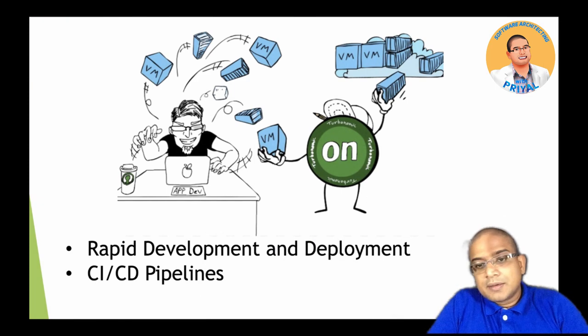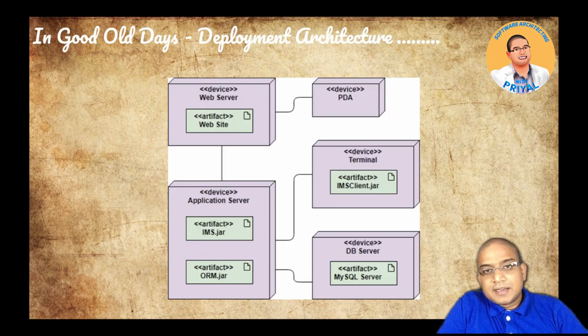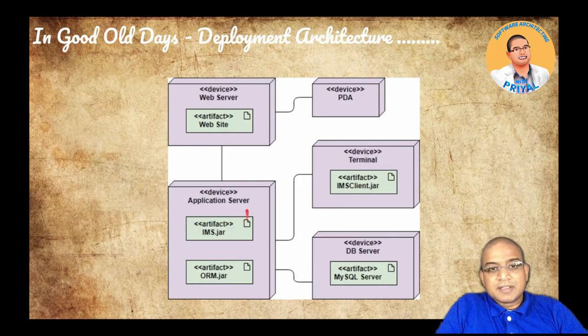Okay, so let's move ahead and see what the traditional deployment architecture would look like. In old days, we used to have a lot of monoliths. So this is more or less a monolithic deployment architecture diagram. We have our web server here, and we have an application server, which runs Java applications, Java files and all that. And most of the applications connect to a database server. So that is there, and some devices are getting connected and all that.